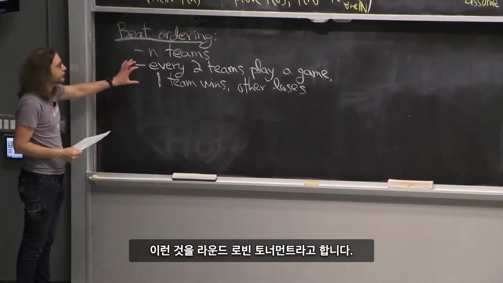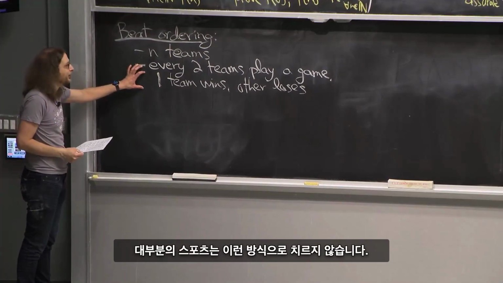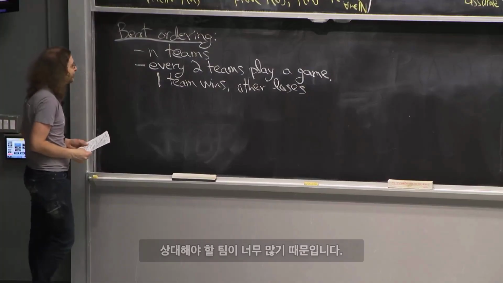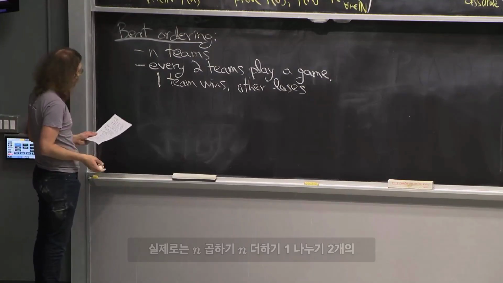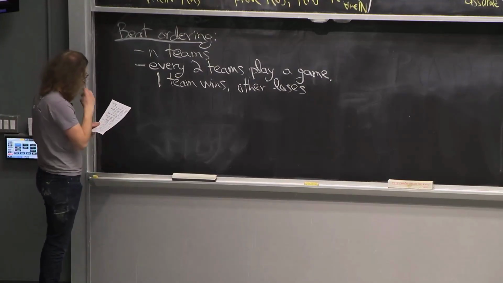Okay, this is what's called a round robin tournament. Most sports are not played this way unless it's a small number of teams because it's a lot of different teams. It's actually n times n plus 1 over 2 games, which is a lot.